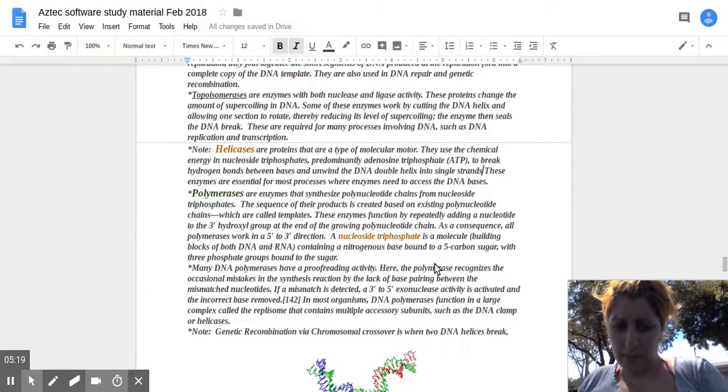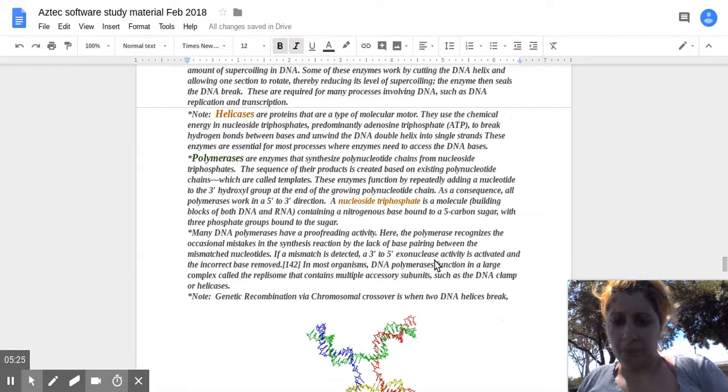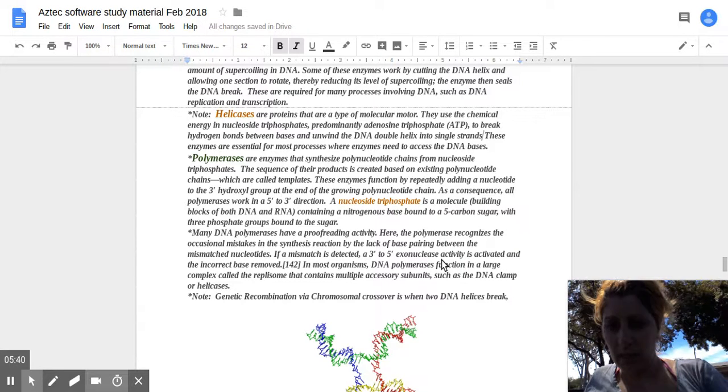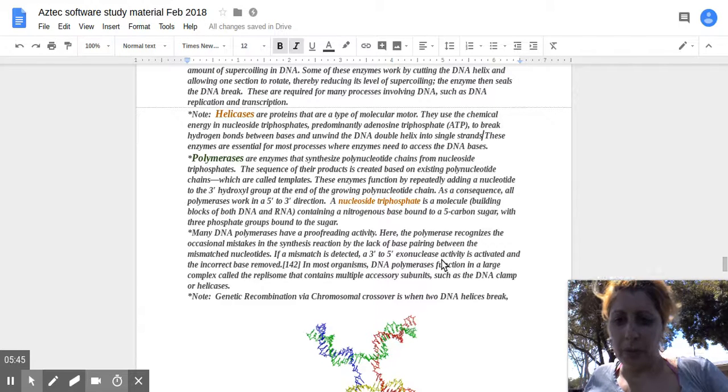Polymerases are enzymes that synthesize polynucleotide chains from nucleoside triphosphate, such as ATP. The sequence of their products is created based on existing polynucleotide chains, which are called templates. They function by repeatedly adding a nucleotide to the 3' hydroxyl group at the end of the growing polynucleotide chain. As a consequence, all polymerases work in a 5' to 3' direction.